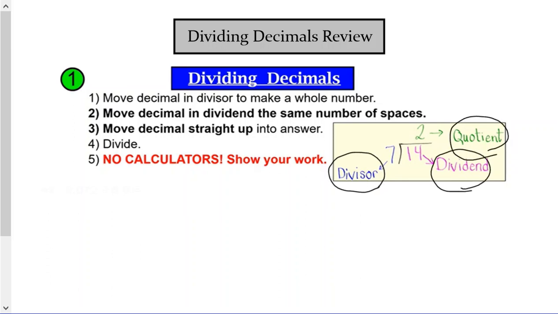When we are dividing numbers, the number that we are dividing or breaking down is called the dividend, and the number that we are dividing by is called the divisor, and the answer that we get is called the quotient. Okay, go ahead and pause the video here. Make sure you get these notes down in your math notebook.